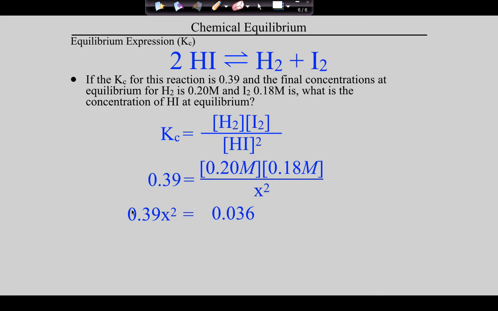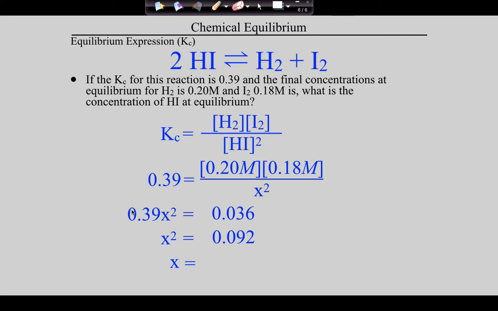Now, guys, what do we do to solve this for X? Divide by 0.39, and we get X squared is equal to 0.092. Then, guys, to solve this for X, we take the square root, and X is equal to, what do we get? 0.3. Does that number have units?